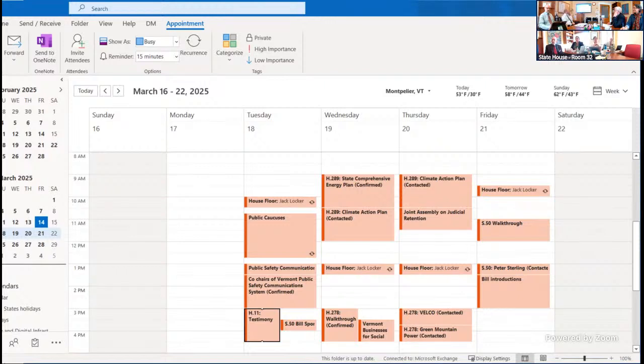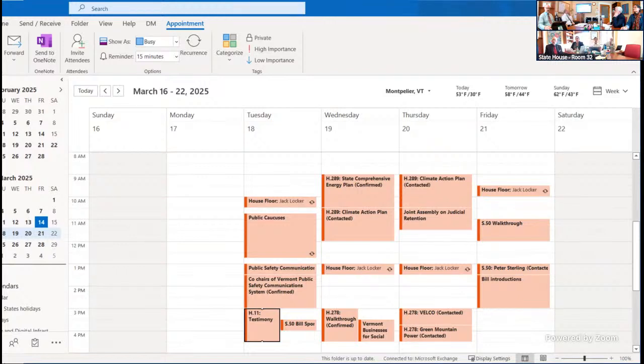Then again, more on S50, because that'll be our live bill. And then probably on Friday afternoon, we'll do more bill introductions and try to stay current with those. So we've got a slew of bills that we haven't yet had a little pitch session on. So that's currently what we're looking at for next week.